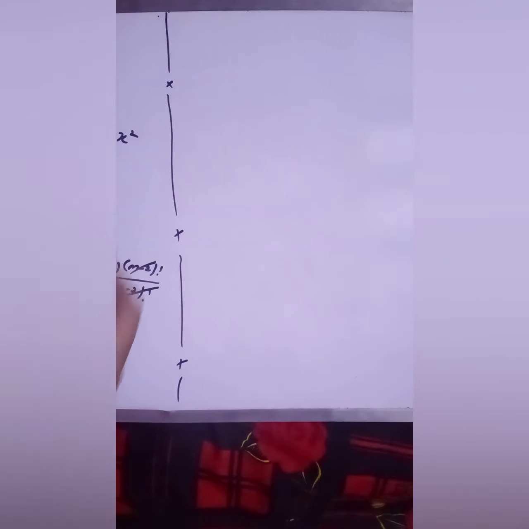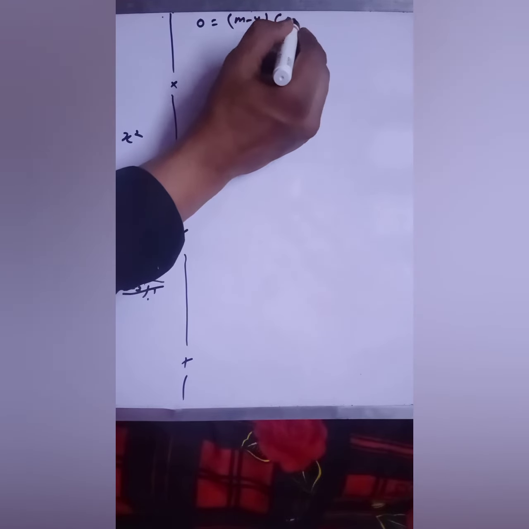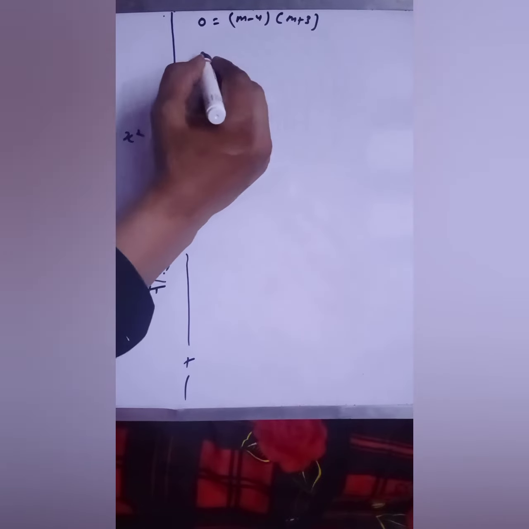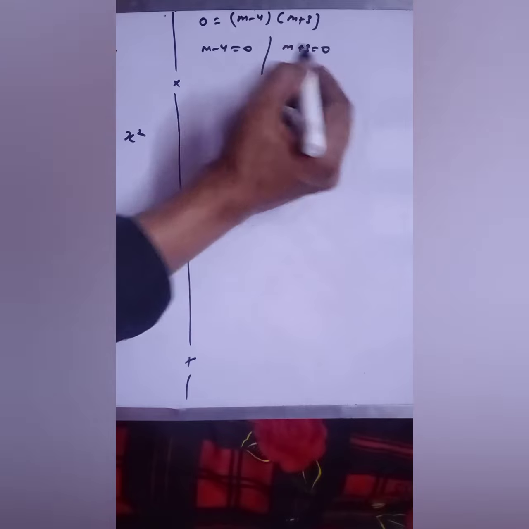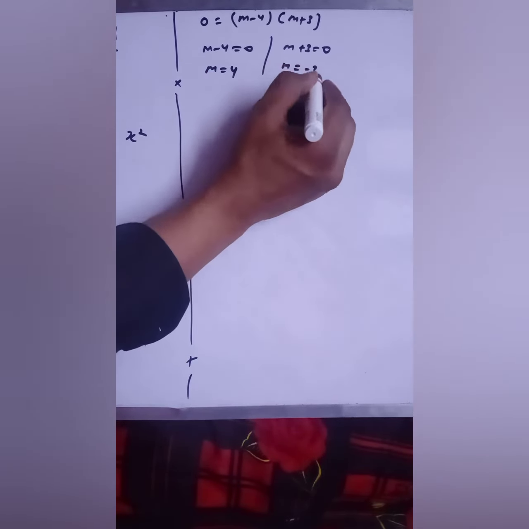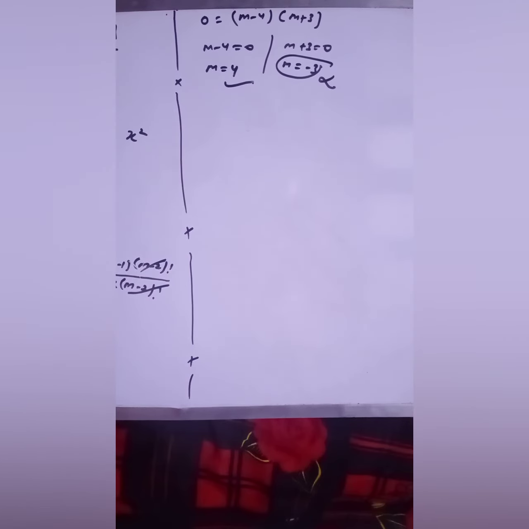So here it is. So your 0 equals m minus 4 times m plus 3. So first is m minus 4 equals 0, and second is m plus 3 equals 0. So here m equals 4, here m equals minus 3. So this is not possible. So you will take this value of m. So your m is 4. Okay, so this is how you can solve your question number 12. Okay, so this is also a very important question. So practice it. Fine.